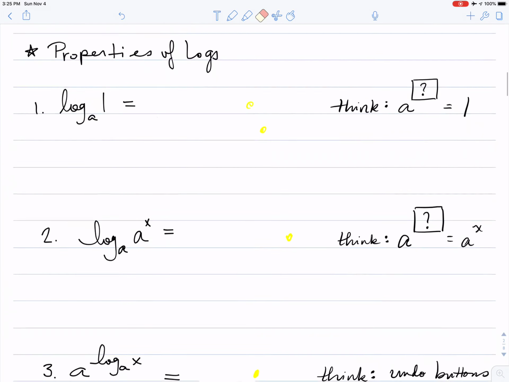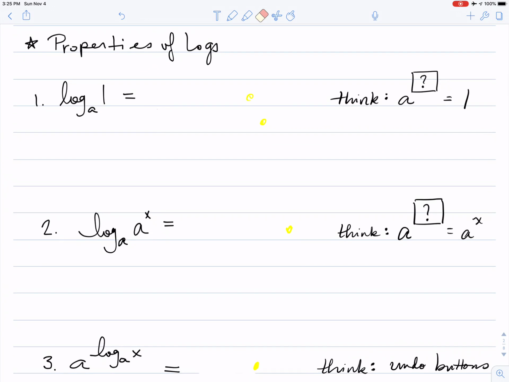Then I'd like to look at three properties of logs. These are pretty common properties. The first one is log base a. We don't know what that number is, but it could be anything. Log base a of 1. And the way that I really want you to think about this is to turn your logarithm into an exponential. So literally, I have a base of a raised to something equals the number 1, and that's what I have written over on the right. A raised to some power is equal to 1.